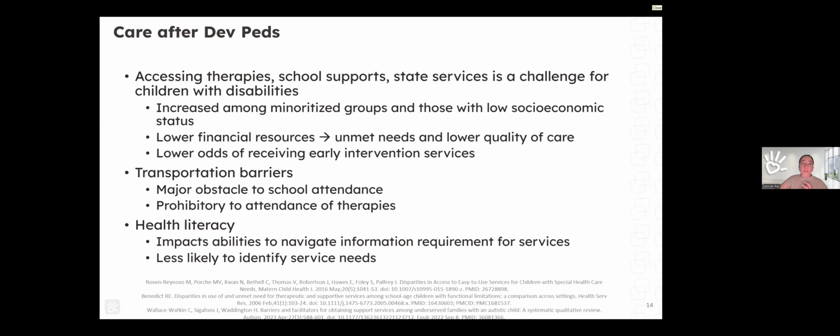So care after developmental pediatrics, we know that accessing therapy, school support, and state services is a challenge across the board for families who have children with disabilities. This is certainly increased among minoritized groups and those with low socioeconomic status. Lower financial resources has good evidence to show unmet needs, lower quality of care, and lower odds of receiving early intervention services.